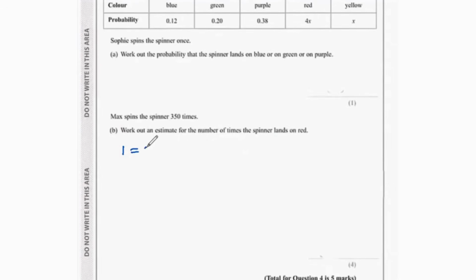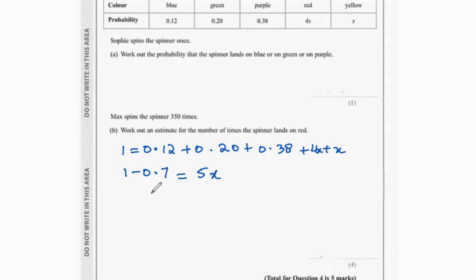So 1 equals 0.12 plus 0.20 plus 0.38 plus 4x plus x. This is the equation that we will use to figure out the value of x first. And once we've done that, then we can figure out the probability of red. And using that, we can estimate the number of times the spinner lands on red. So let's start this step by step. So first, we subtract 0.7 from 1. This is 5x. 0.3 equals 5x. 0.3 divided by 5 equals x.